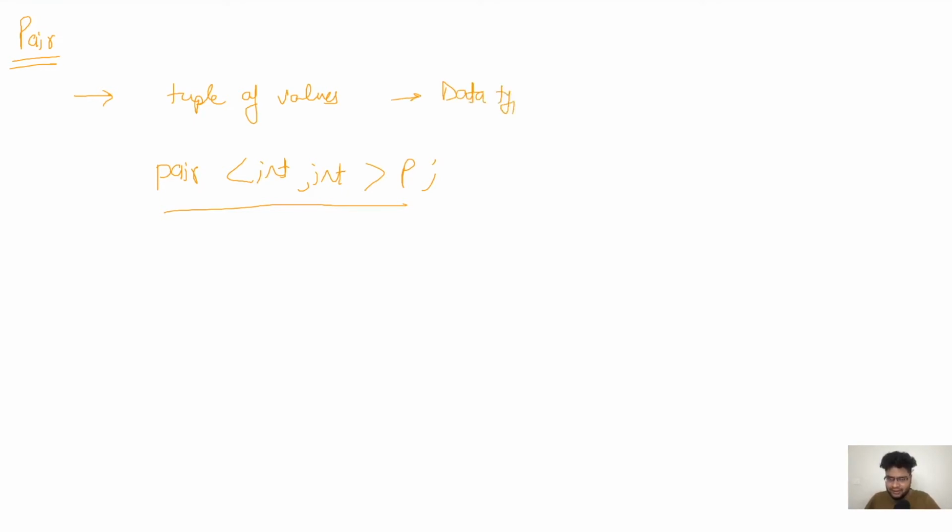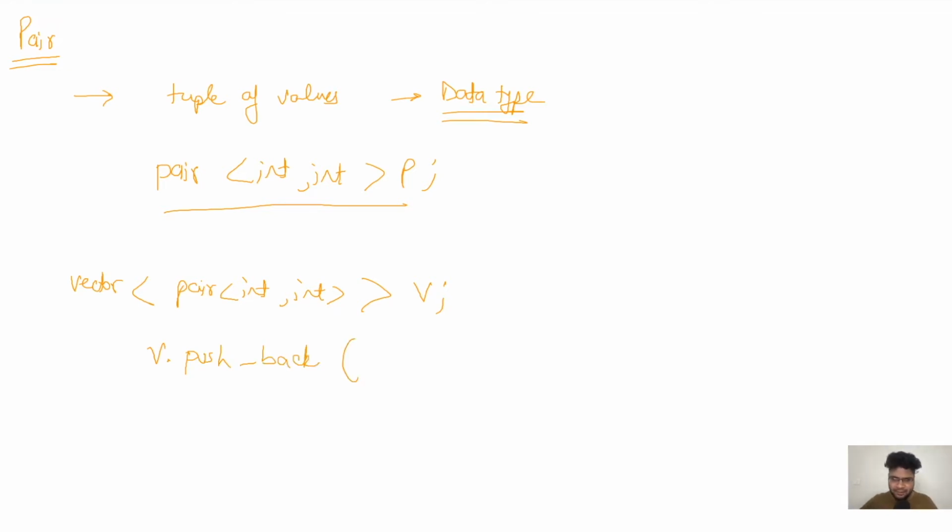It's not a container. Now if I want to define a vector of pair, what I can do is just define it like this: vector of pair int comma int, and that's it. Now if I want to insert an element, I have to insert like this: v dot push_back.